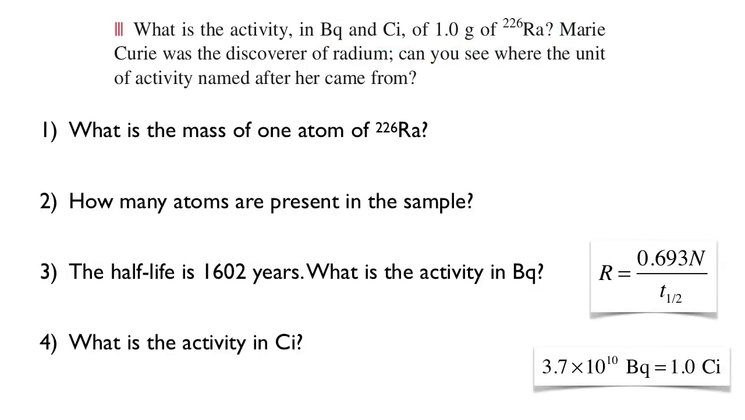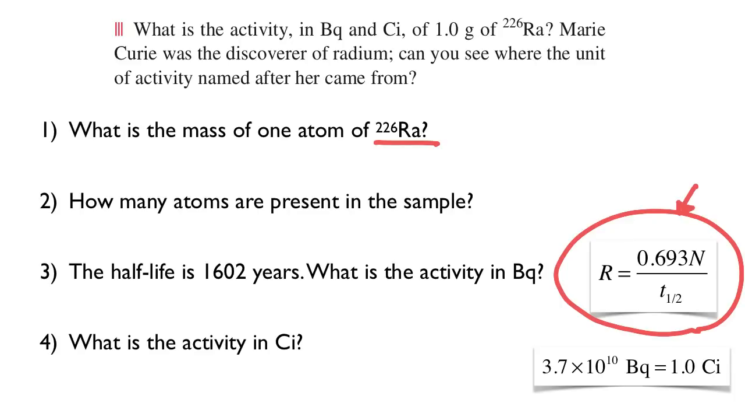Well, the equation that we're going to use to guide our process is this one right here. Okay? The activity is equal to 0.693 times the number of atoms divided by the half-life. So we just have to get the number of atoms, and we can start with this. What is the mass of 1 atom of radium-226? Think about that for a second.